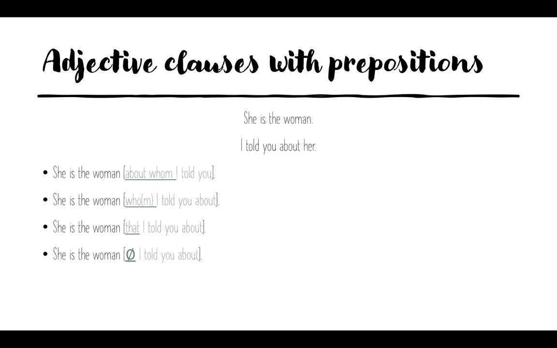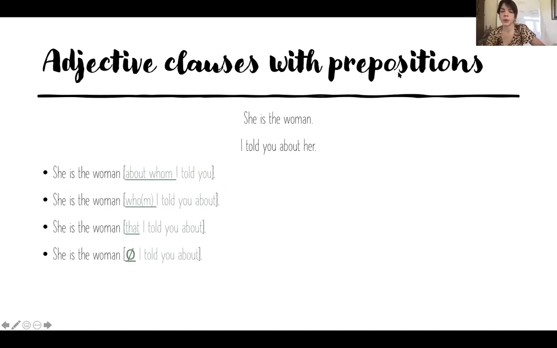These exercises tell us to join two separate sentences and form a sentence that has an independent clause component and a dependent clause component. So we would convert the following two sentences into one with a subordinate clause. So, "She is the woman. I told you about her." "She is the woman about whom I told you."